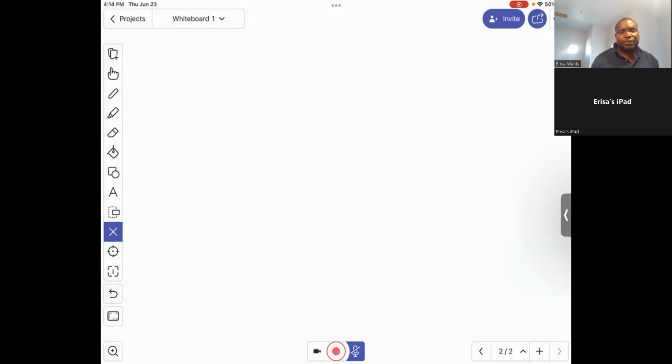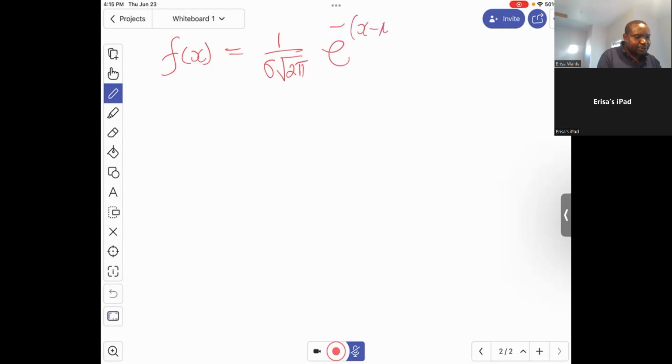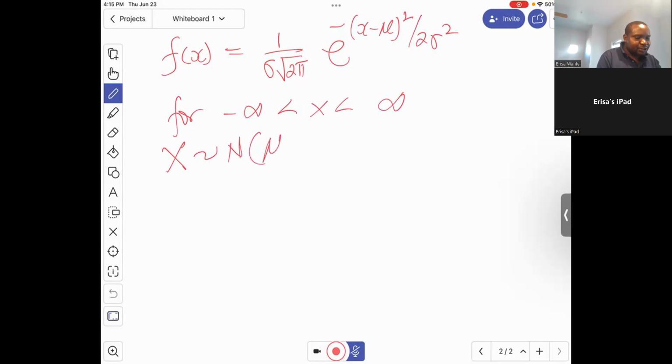But to remind you what we have so far covered, we said that the normal distribution has the probability density function given by f of x is 1 over sigma times the square root of 2 pi, then e to the minus (x minus mu) squared divided by 2 sigma squared. And this is defined for minus infinity less than x less than infinity. If x follows the normal, then we write x follows the normal with mean mu and variance sigma squared.